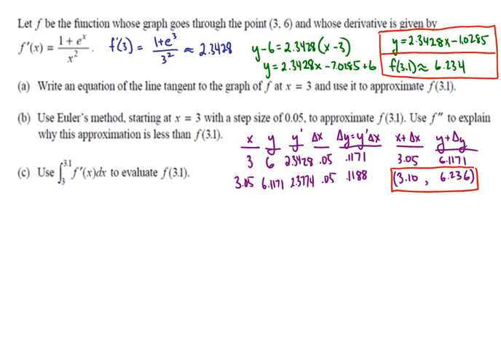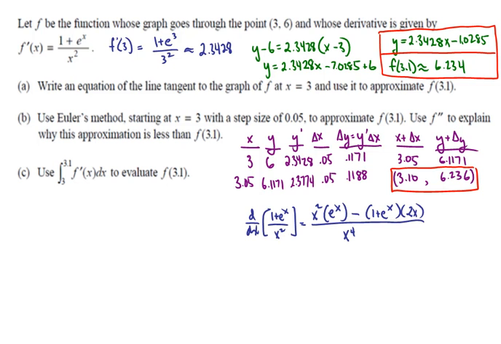Now, next it wants me to use f double prime to explain why this approximation is less than f of 3.1. Well, first of all, we can see that the derivative, (1 plus e to the x) over x squared, which is 2.3428, is positive at x equals 3. Now we'll want to find the second derivative, or the derivative of that, and we'll use the quotient rule. So we have the denominator times the derivative of the numerator, which is just e to the x, minus the numerator times the derivative of the denominator, over the denominator squared.